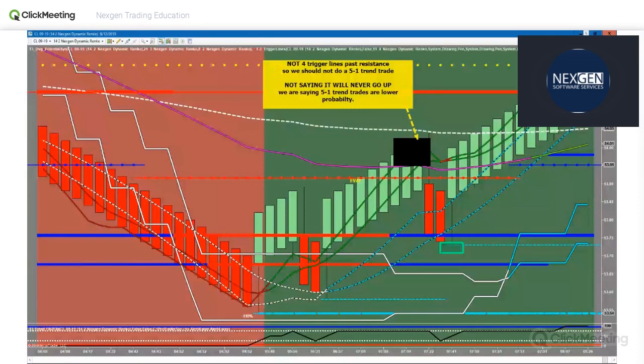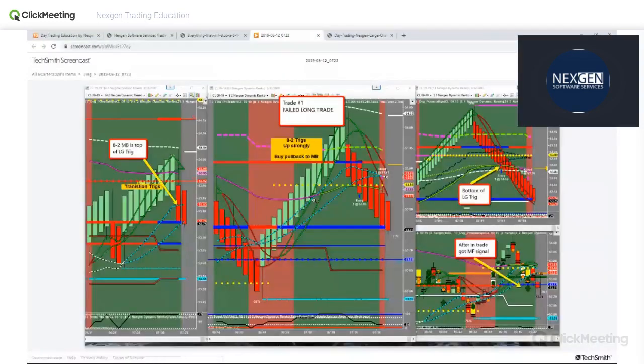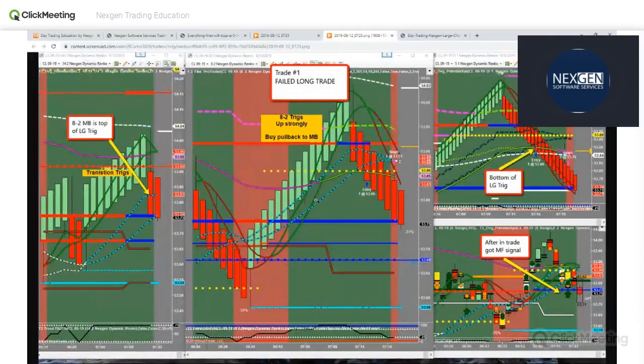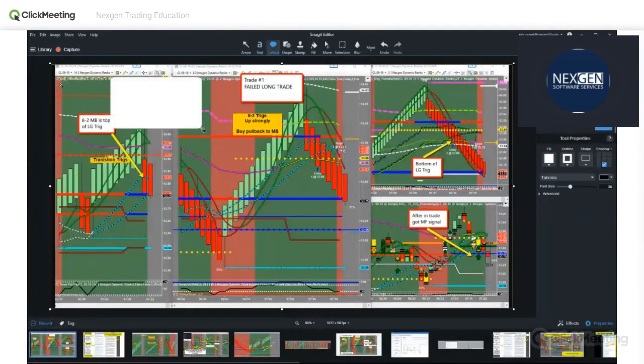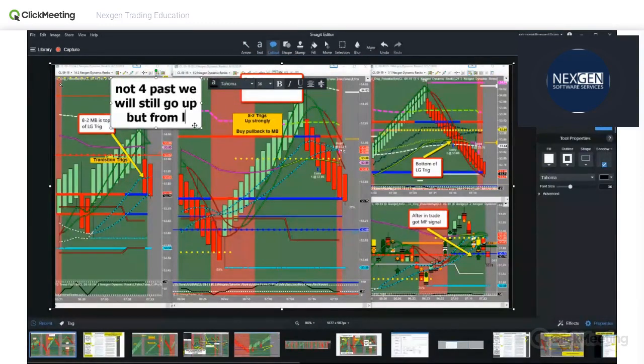And again, it's not written out on your chart for you like this with the explanation. But when you look at it, and I don't mean to beat up on your trade, 100% all of your small chart reading was perfect. But the problem with your trade was the 14-2 chart said you're going to go deeper. So again, look, not 4 past. We will still go up, but from a lower spot. How's that? That's kind of the look.